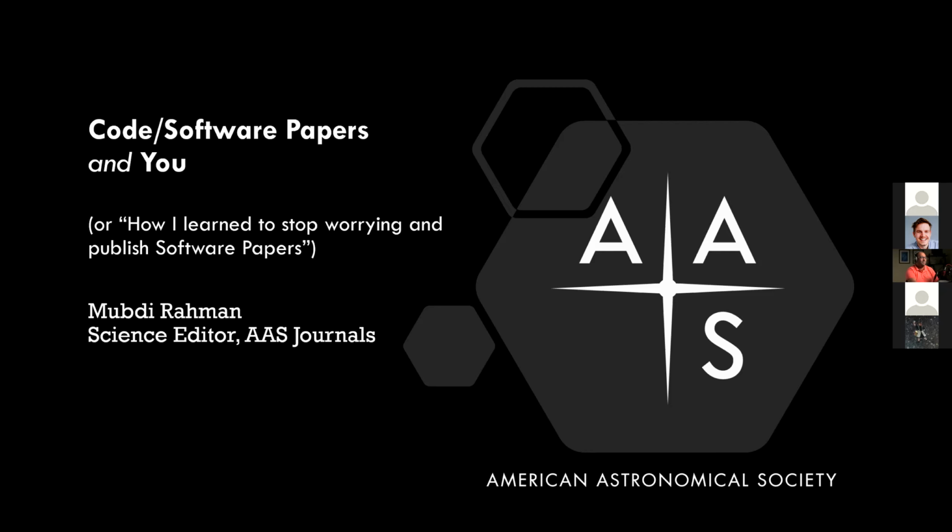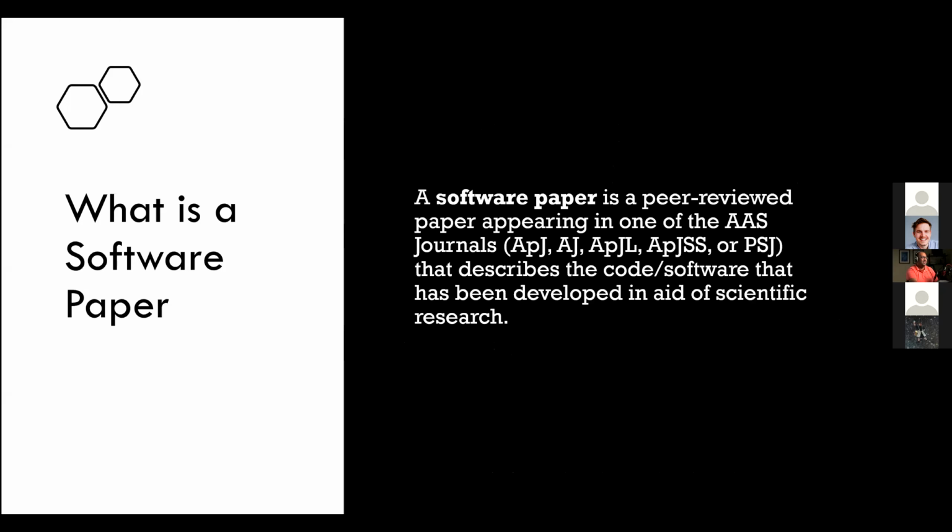So let's talk about what a software paper is to begin with. A software paper is a peer-reviewed paper appearing in one of the AAS journals: ApJ, AJ, ApJ Letters, ApJ Supplement Series, or the Planetary Science Journal. It describes code or software that has been developed in aid of scientific research. So if you have developed any piece of code or software that is being used for the purpose of scientific research, we would love to see a paper on it, and we would love to be able to publish a paper on it for you.